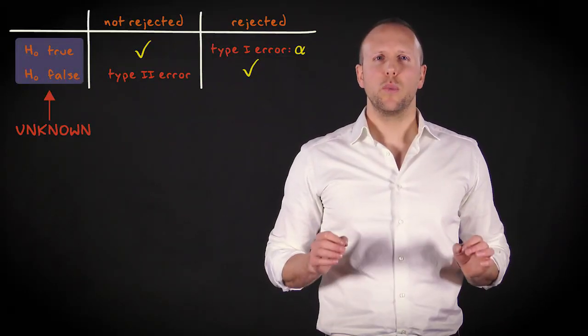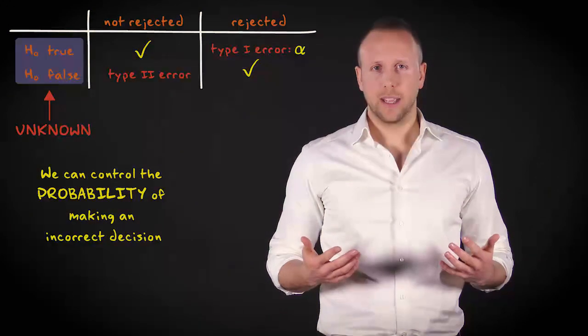The only thing we can do is control the probability of making an incorrect decision.